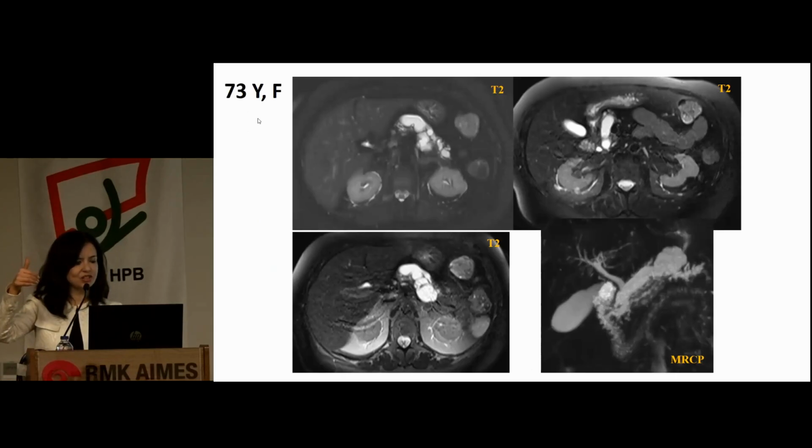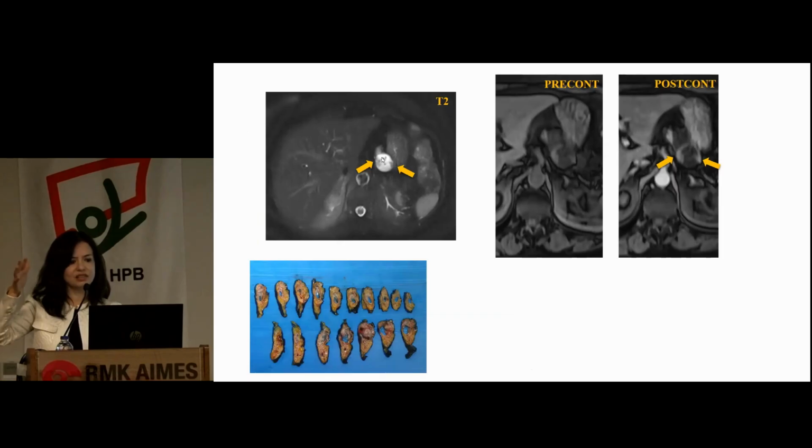There is a side branch IPMN, branch duct IPMN at the body portion. If we concentrate on this, on T2 weighted image, there are some papillary structures inside the side branch IPMN. And this is the pre- and this is the post-contrast image. They are enhancing with contrast.